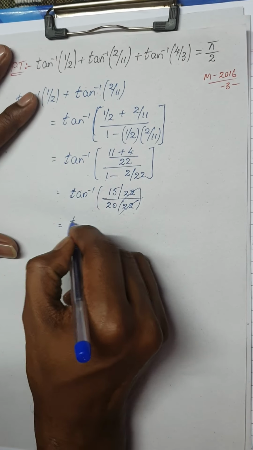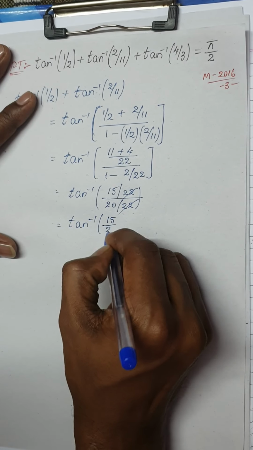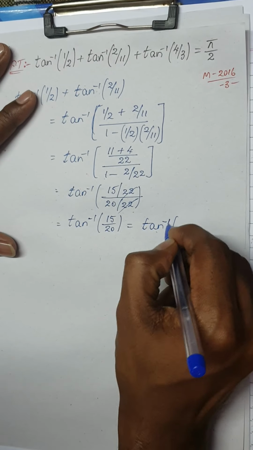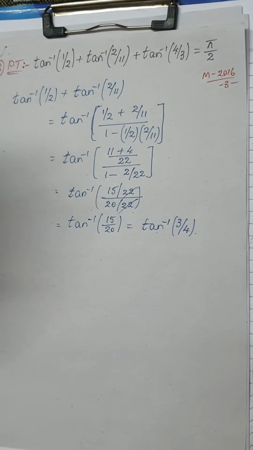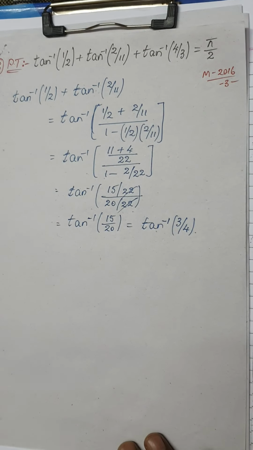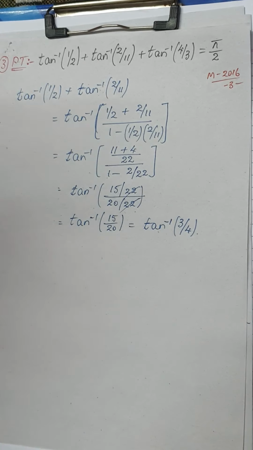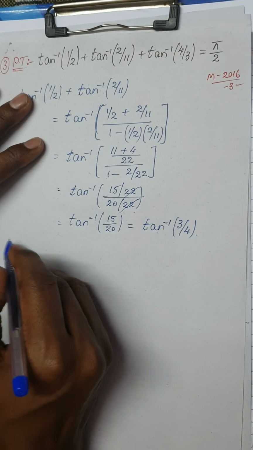So I am going to get tan inverse of 15 by 20. You can keep it as tan inverse of, what is 15 by 20? 5 3s is 15 and 5 4s is 20. Please be careful. I've considered these two terms and got the value as tan inverse of 3 by 4.